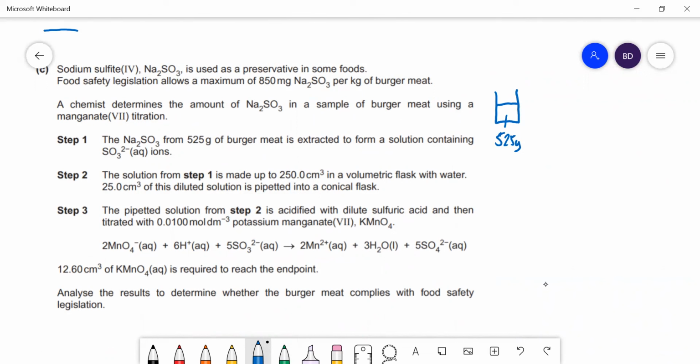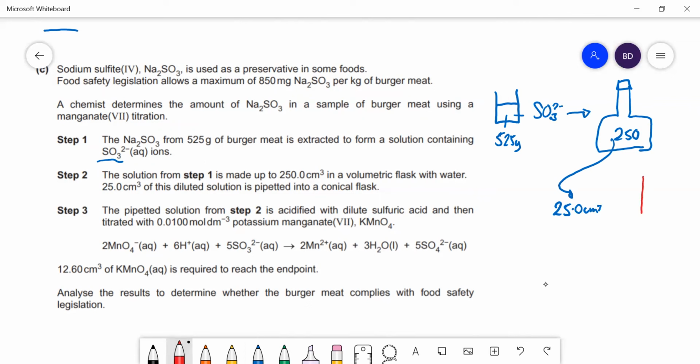And this is in a solution, and we've got these sulfite ions, SO3 2-. That is then made up into a volumetric of 250. And as usual, they only take 25 out of that, a tenth of it for the titration. So that goes into a conical flask. Then we're going to titrate that against manganate in our burette. So there's our manganate, there's our conical flask, 25 centimeters cubed in it.